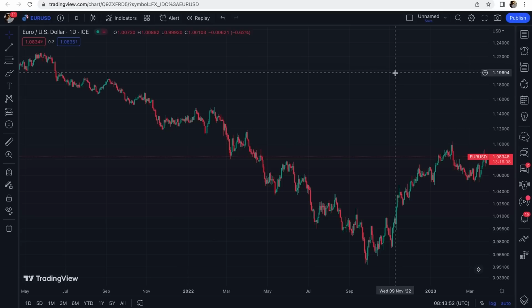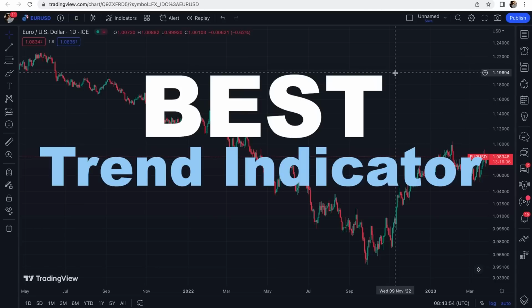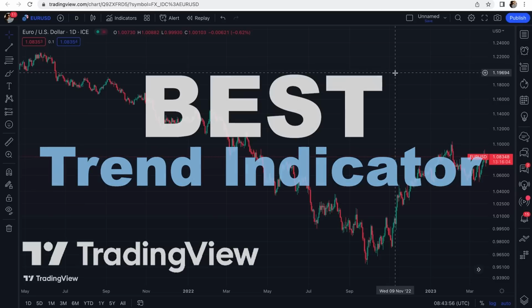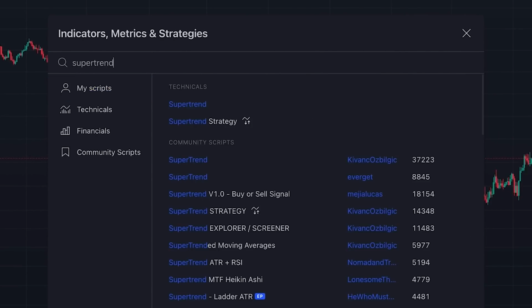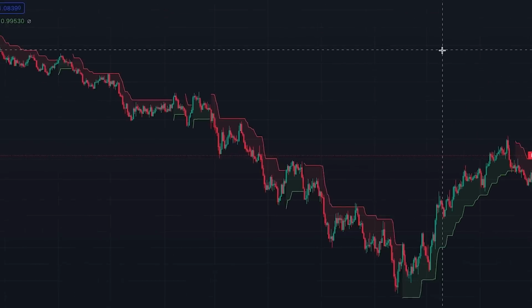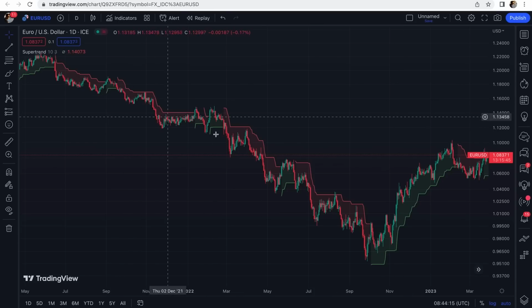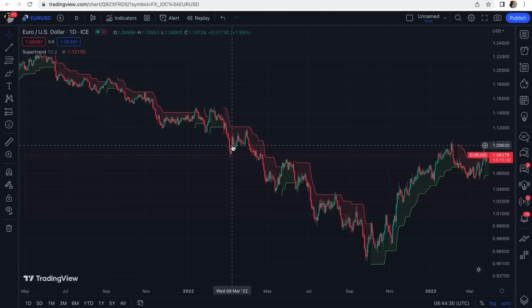In today's video, I want to introduce one of the best trend indicators on TradingView that perfectly displays trends on the price chart. If you're familiar with the Super Trend indicator, you know that it's one of the most popular and commonly used indicators for identifying trends and any potential changes that may happen in the direction of trends.